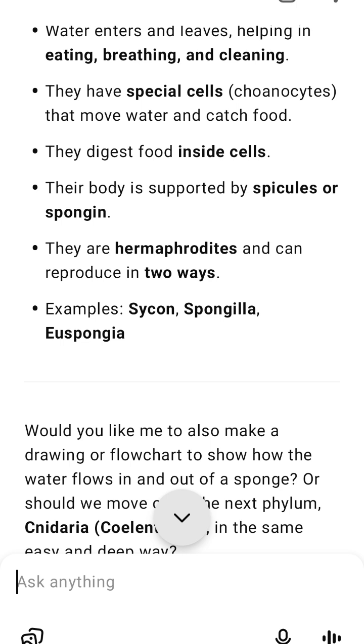Would you like me to also make a drawing or flowchart to show how the water flows in and out of a sponge? Or should we move on to the next phylum, Cnidaria Coelenterata, in the same easy and deep way?